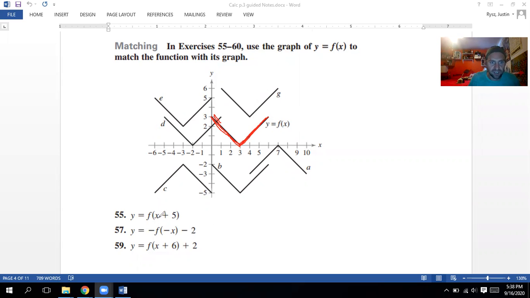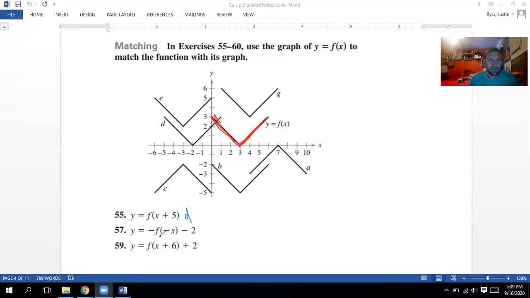So this one here, I got an x plus 5. So plus 5 is on the inside. So that means it's a horizontal shift. Plus 5 goes to the left. So which one of these graphs is the same thing, just over to the left 5? It starts at 3, go to the left 5, it's going to start at -2. So that one would be D.